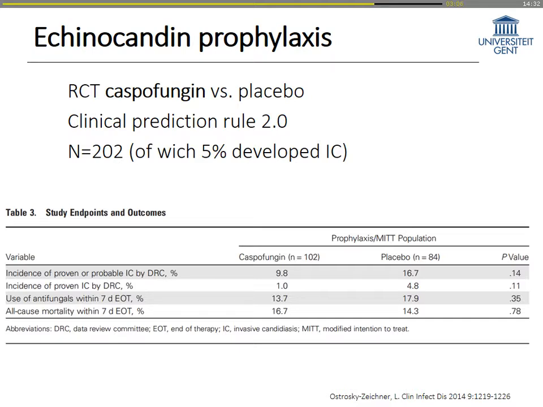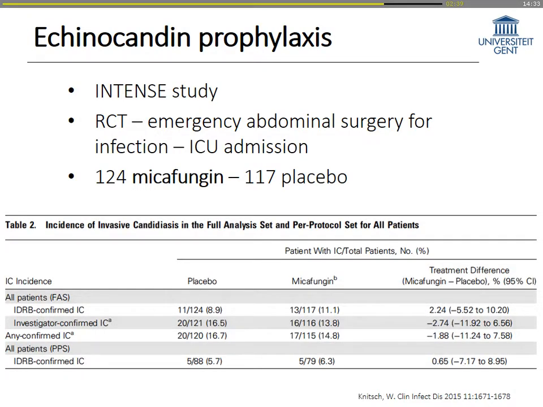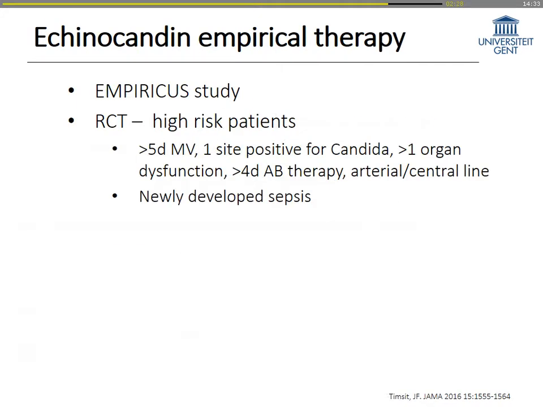None of the endpoints, as you can see in the table at the bottom, was positive. So the use of prophylactic echinocandin, caspofungin in this case, in patients who were identified by the clinical prediction rule, was not actually able to show any benefits. Another study specifically looking at patients who underwent abdominal emergency surgery and were admitted to the ICU compared micafungin with placebo, and here again there was no difference in confirmed invasive candidiasis in these patients.